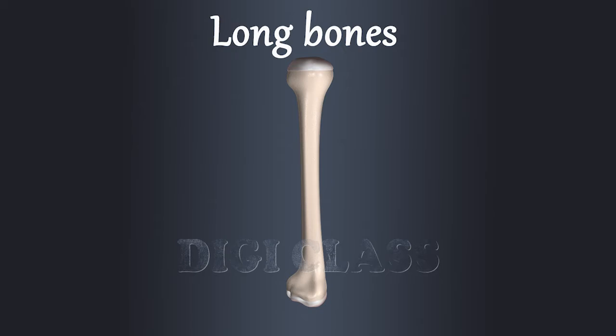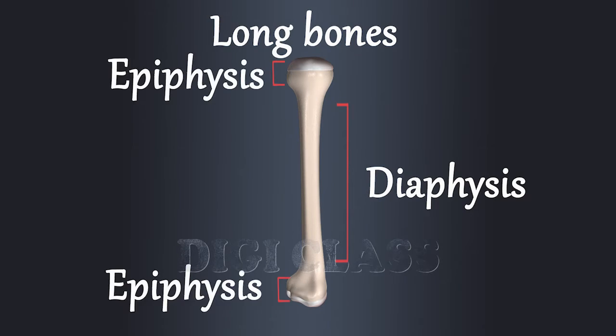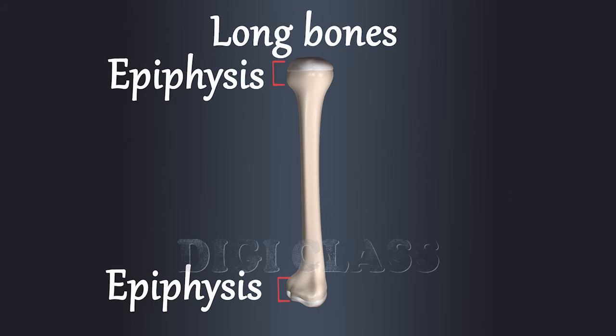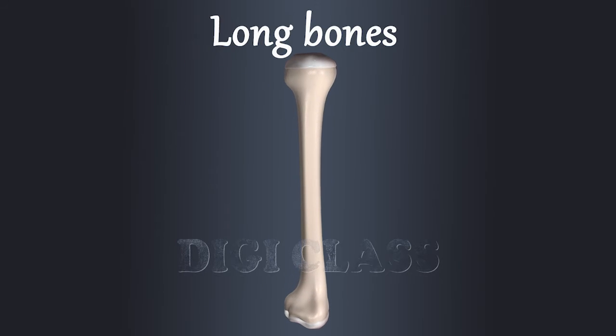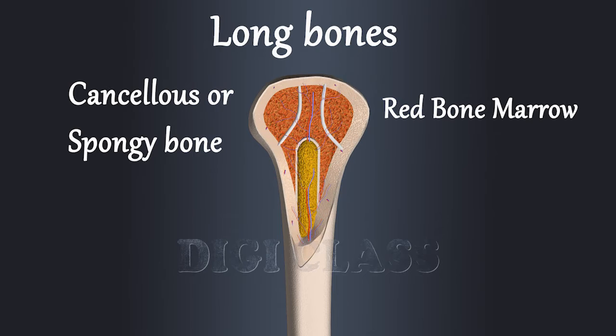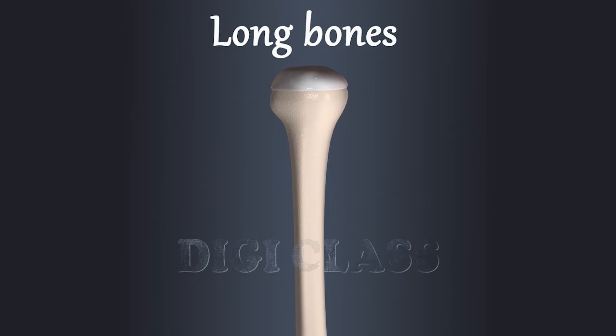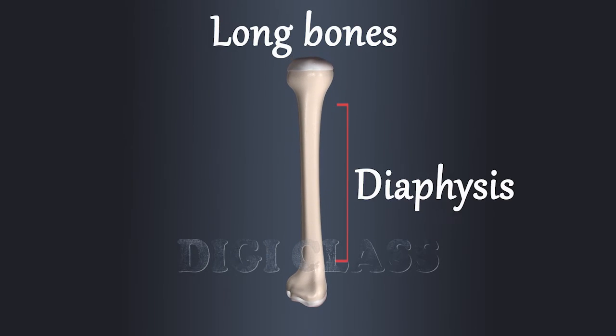A long bone has two parts, the diaphysis and epiphysis. The wider section at each end of the bone is called the epiphysis, which is filled with spongy bone. Red bone marrow fills the spaces in the spongy bone. The diaphysis is the tubular shaft that runs between the proximal and distal ends of the bone.